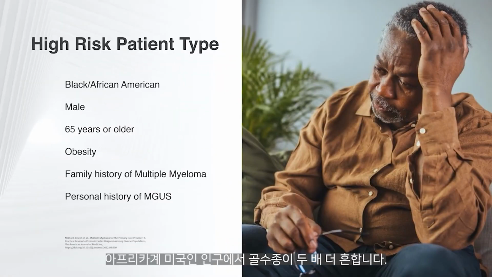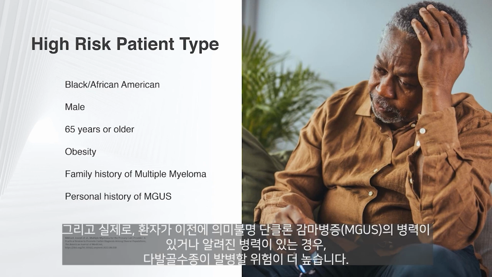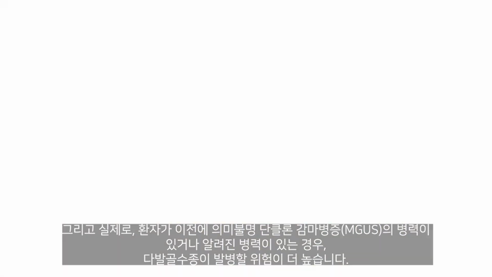Multiple myeloma is more common in certain populations. We see myeloma twice as common in the African American population. Multiple myeloma is more common in men than in women. And there are other factors that are associated with the incidence of myeloma, which include obesity, the presence of certain exposures that include Agent Orange and certain toxins, and indeed, if a patient has a previous or known history of monoclonal gammopathy of undetermined significance, or MGUS, that puts them at greater risk of developing multiple myeloma.